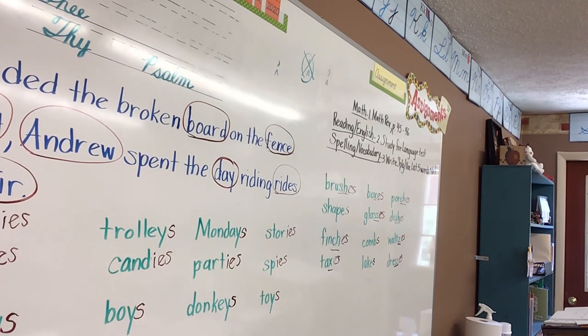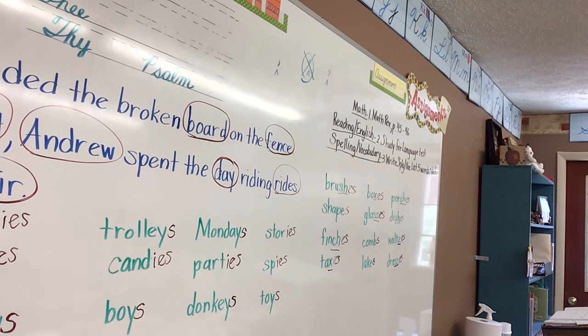So go ahead and make sure you're changing the Y to an I. I had some people in the past that would get confused. They'd have the Y and then they'd have an I too. No, you change the Y to an I and then add ES.